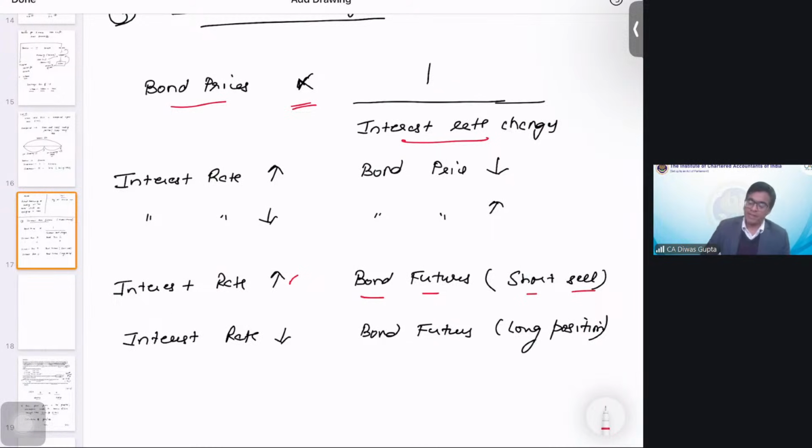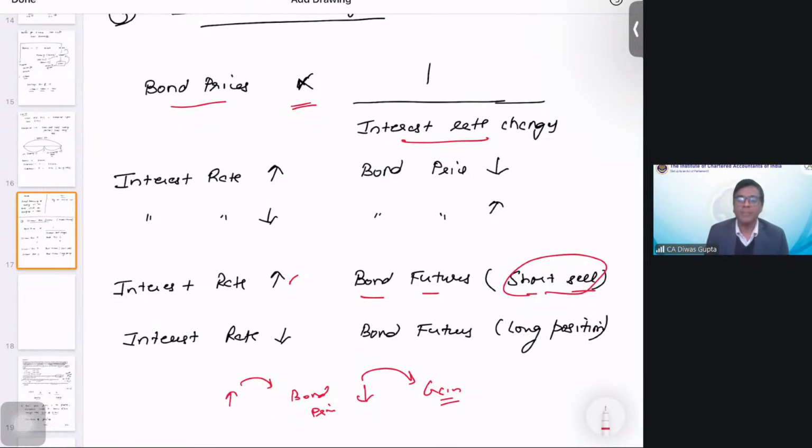Because tomorrow, if the interest rate increases, the bond prices will decrease and you will be able to gain in case you have taken a short sell. You have already sold the futures, then only you will be able to gain. Correct? Similarly, if interest rate decreases and you have to gain, then you'll have to take a bond futures long position. That means you will have to purchase a long position in bond futures.